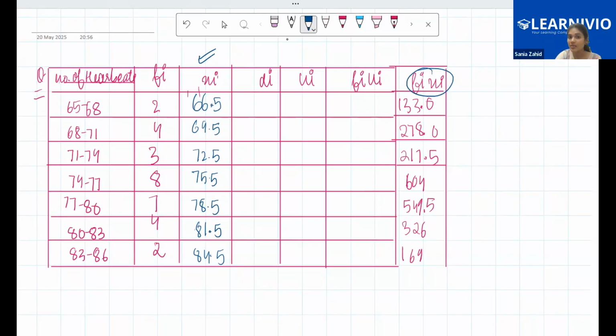Whenever you have greater values for xi, or you have complex values, like decimals, you don't go for the direct mean method. You want to reduce your calculations.